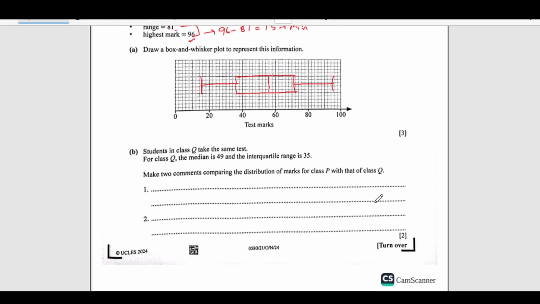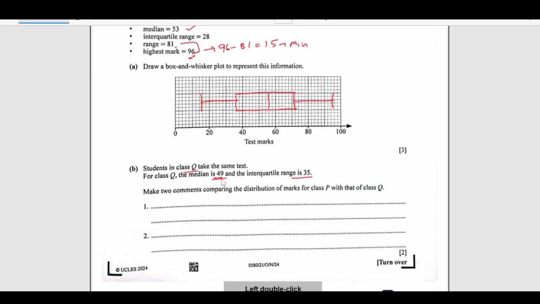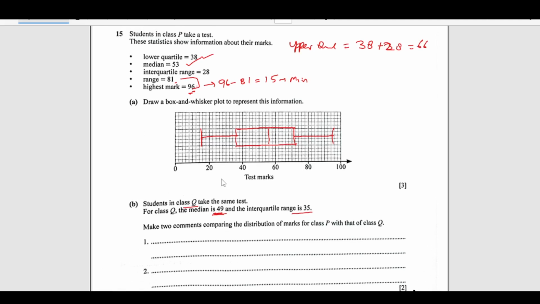Now part B. Students in class Q, this is another class, take the same test. For class Q, the median is 49 and the interquartile range is 35. Make two comments comparing the distribution of marks for class P with that of class Q. If you see, on average P's performance is better, as their median is bigger. This median is 49 and the median here is 53.